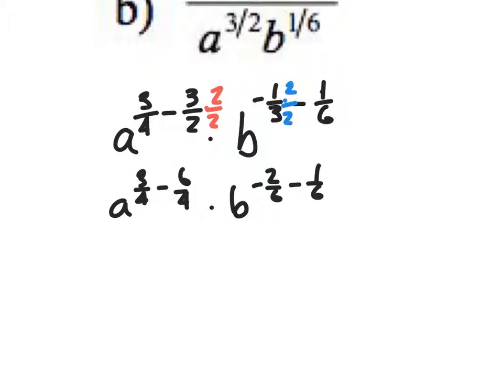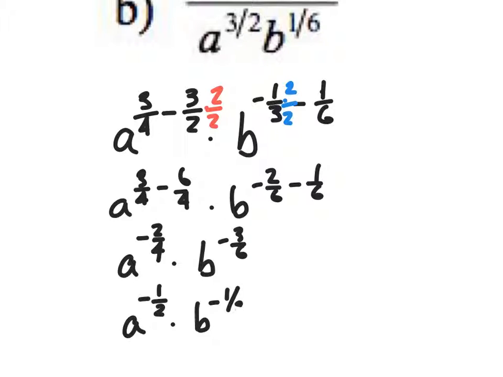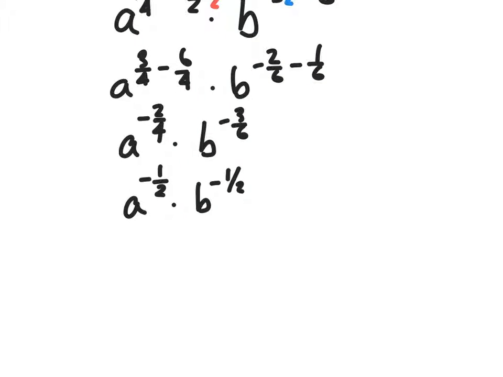Now here's what I've got. For a, 3 minus 6 is going to give me negative 3 over 4, and then times b to the negative 3 over 6. Each of these can be simplified, and I'm going to get a to the negative 1/2 times b to the negative 1/2. We're raising these to the same power, so I can rewrite this now as 1 over a to the positive 1/2 times b to the positive 1/2.